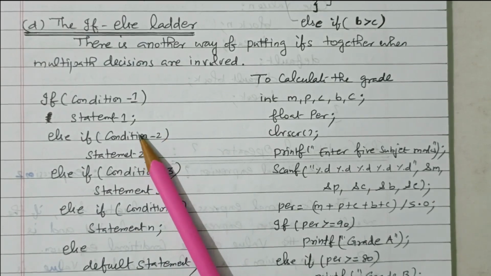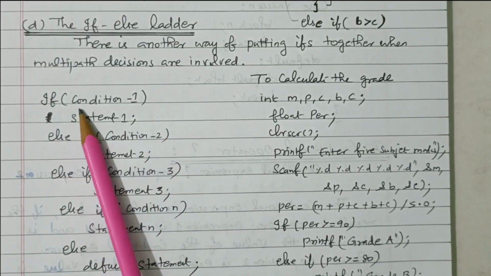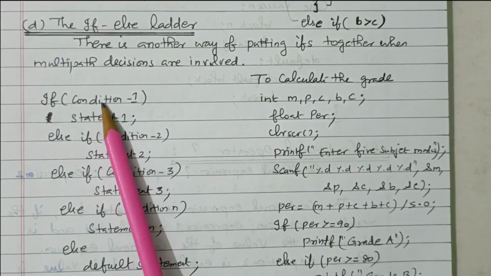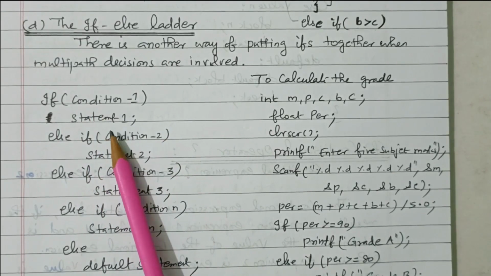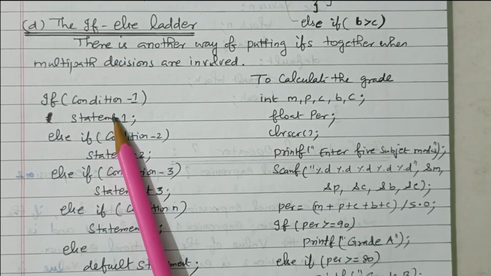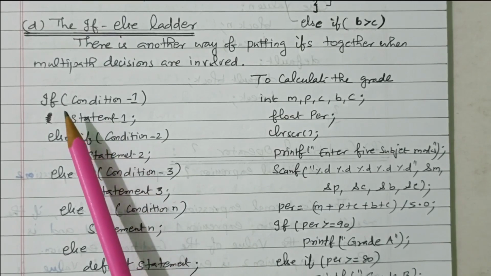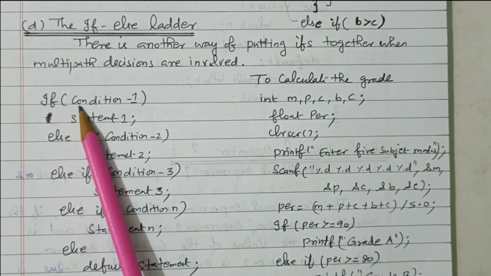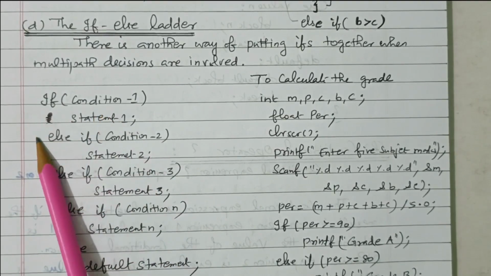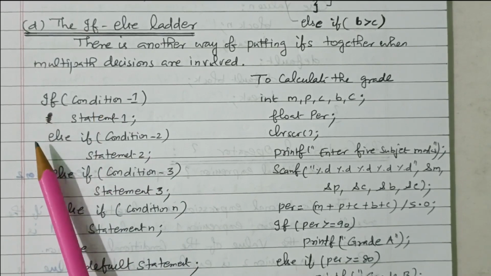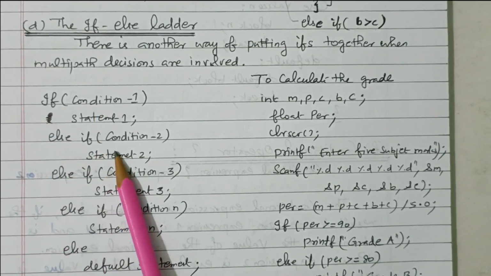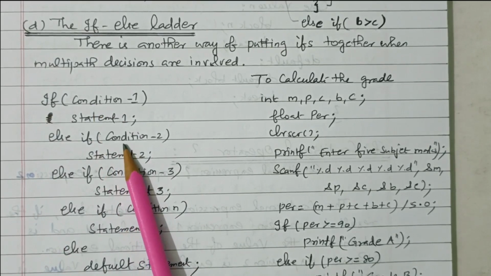Now we'll see the standard format. If condition 1, we are verifying the condition 1. If the condition 1 is true, statement 1 will be executed, or a set of statements will be executed. If this condition 1 is false, then it will go to the else part. Right? In the else part, again one more condition is available, condition 2. Then statement 2 or a set of statements is executed.